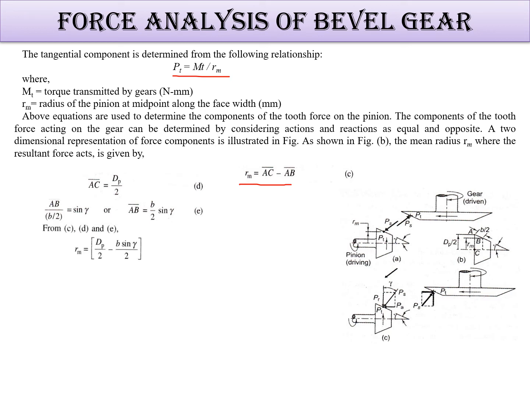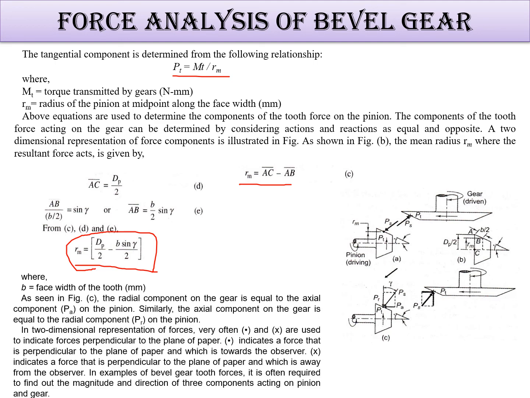Put these values in this equation. What we get? We get Rm is equal to dP by 2 minus b sine of gamma by 2. This is the equation by which we can get the mean radius, and we can put it here. So these are the components.